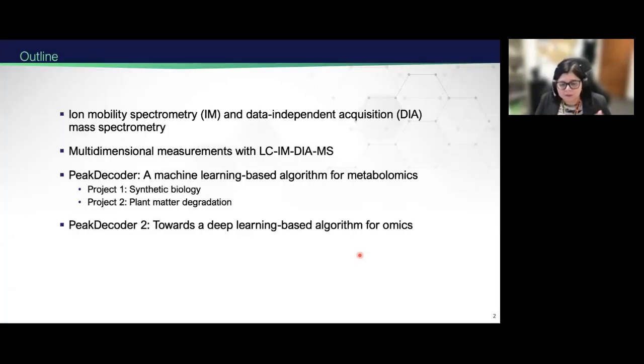In this outline, I would like to give you an overview of what I will present today. I will start with a brief introduction about ion mobility spectrometry and data-independent acquisition mass spectrometry. Then I will explain how we combine these techniques with mass spectrometry and also liquid chromatography to perform multidimensional measurements. Next, I will describe our new algorithm called PeakDecoder that I developed and we use in these two projects using these multidimensional measurements for synthetic biology and plant matter degradation. And finally, I will talk about our current progress and work developing PeakDecoder for omics measurements, including also proteomics.